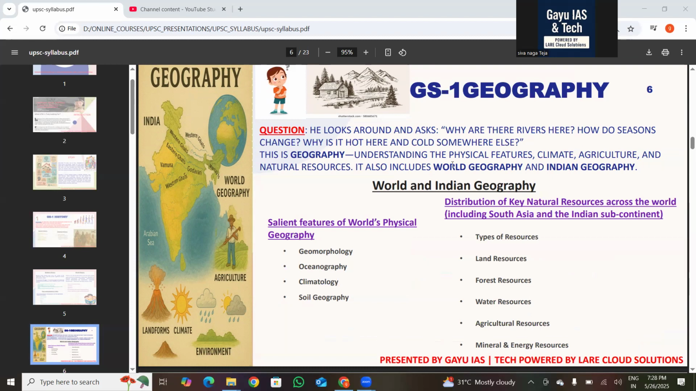In the geography syllabus, we have three parts. One is world geography, the second is human geography, and the third is Indian physical geography. First, we look into world geography.